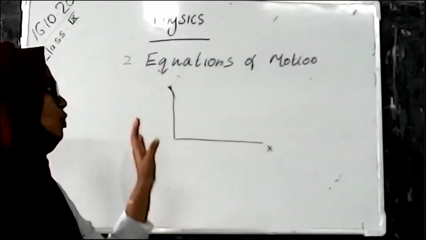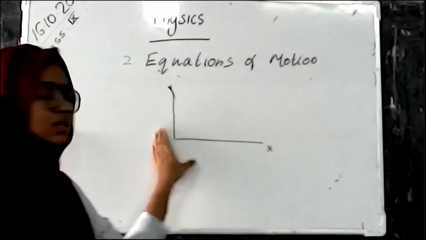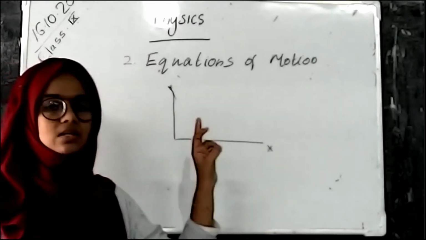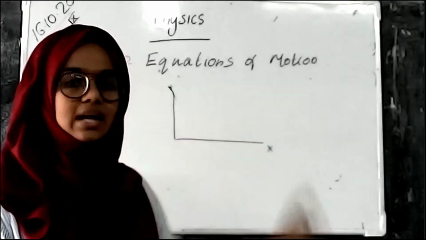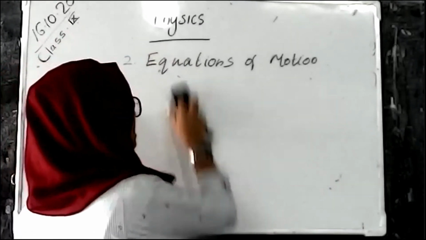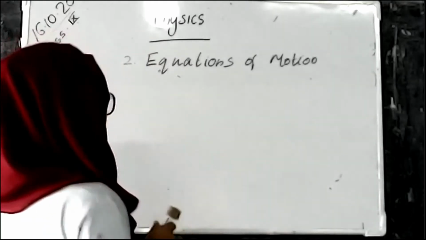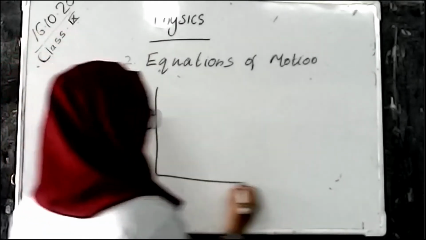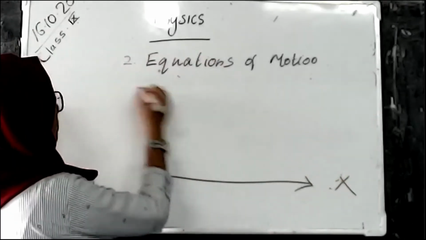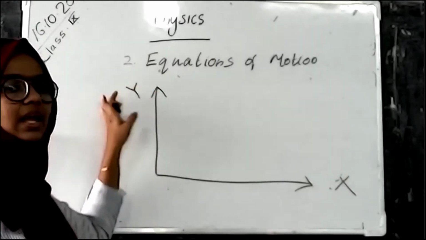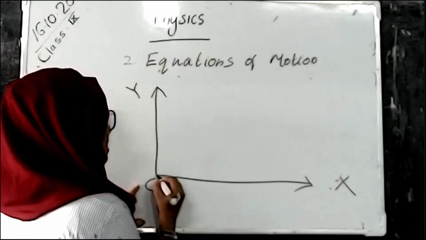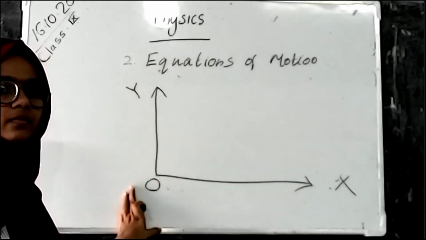A graph is a two-dimensional diagram. It has two dimensions, and a graph has two axes, the x-axis and the y-axis. The x-axis is the horizontal axis and the y-axis is the vertical axis. The horizontal and vertical x and y axes meet at a point, that is the origin of the graph, that is O.